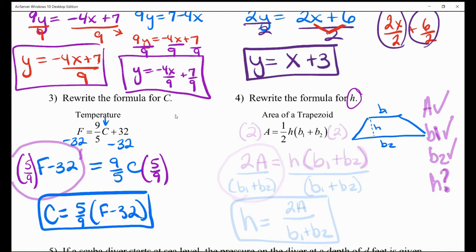So again, whenever you have a fraction, we always want to eliminate that first. So to eliminate that fraction, we can multiply both sides by 2. 2 times A is 2A, equals height times the sum of base 1 plus base 2. Now this right side here, the height times the sum of base 1 plus base 2, that's just multiplying two numbers together. So to solve, we can divide by the sum of base 1 plus base 2. If you want to use parentheses, you certainly can.